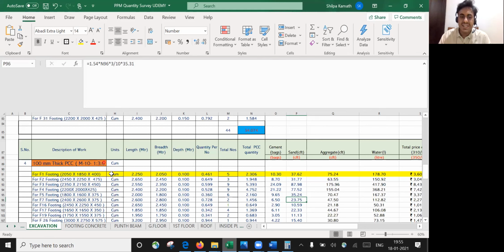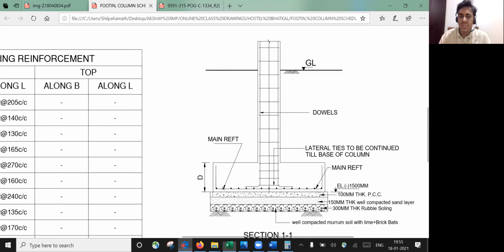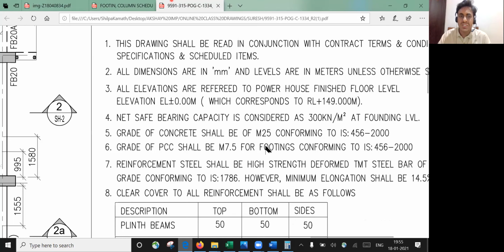Now from where did I get this? Usually when you look into the drawings, it is not mentioned here. If it is not mentioned, it is up to the site engineer to decide whether you want to take M7.5 or M10. Usually M10 or M7.5 is what we take. In some drawings, they are going to mention that. If you look here, the grade of PCC shall be M7.5 for footings. It is mentioned in the drawing now. So whatever is mentioned in the drawing, we'll take that.